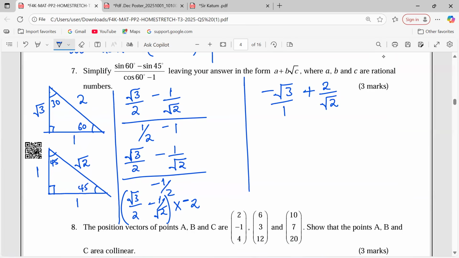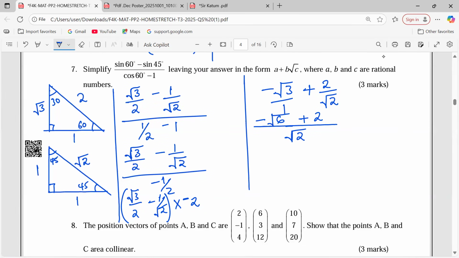Remember, negative root 3 is the same as having it over 1. So now we can put it under the same LCM, root 2. Root 2 divided by 1 remains the way it is. Then times the negative root of 3. So negative root 6 plus the root of 2 divided by root 2. It becomes 1. So this shall be 2. That shall just be 2.